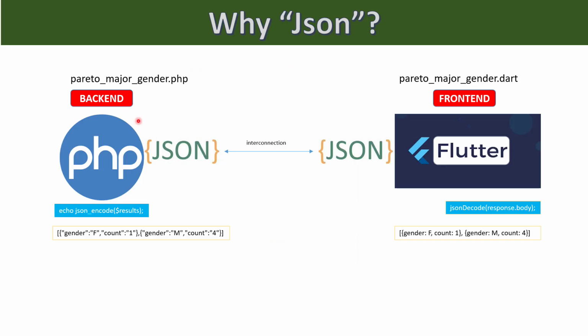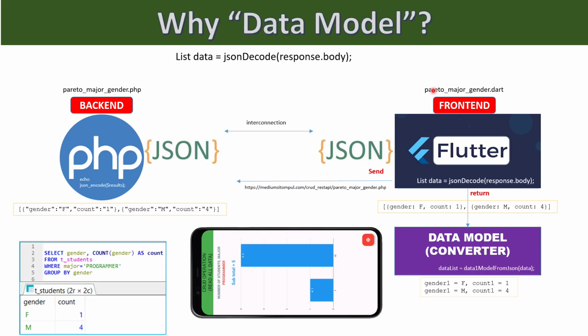Okay, next, why JSON? Because on front end Flutter we have knows about JSON, and also the backend PHP knows about JSON. So this is interconnection between the backend and the front end. Okay, next, why data model? Okay, because we want to convert this data, record data, to field.